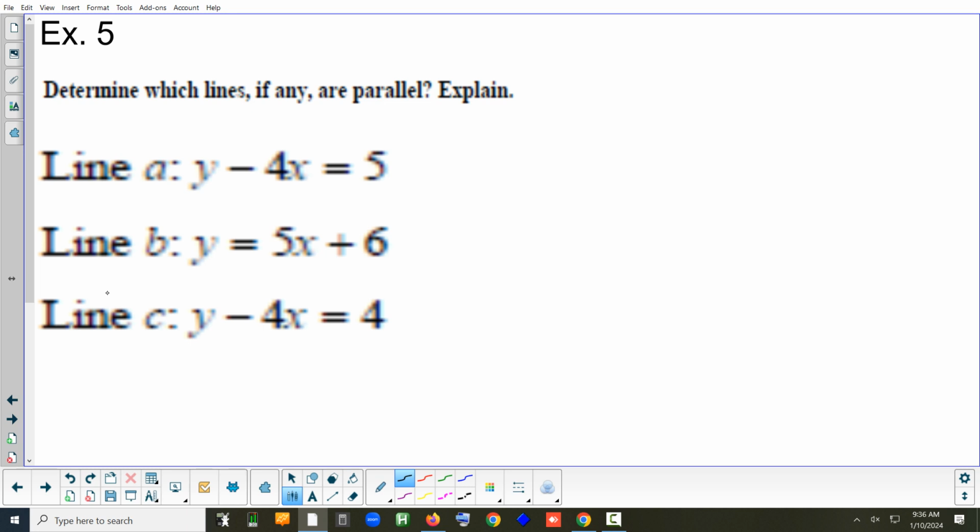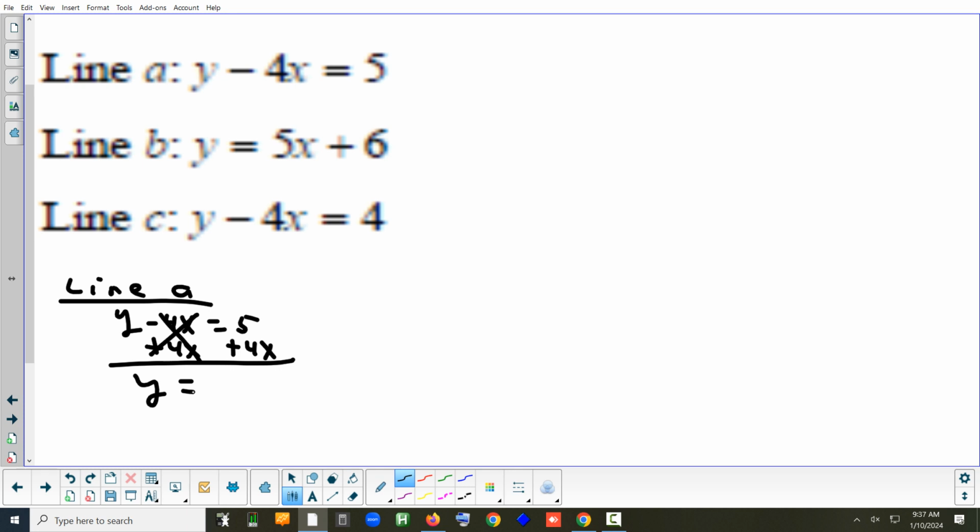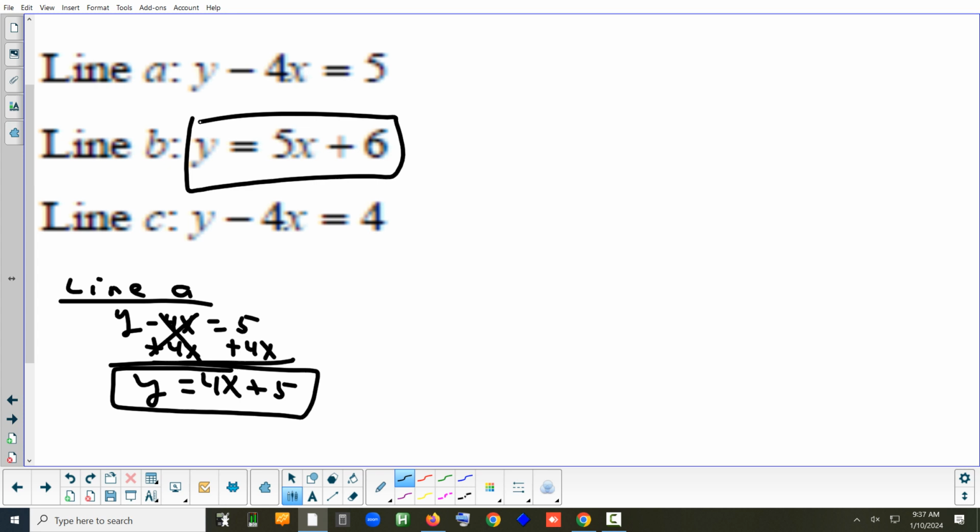Either below it, where you've got a little bit of space, or off to the side, I need to fix line A. We've got y minus 4x equals 5. What do we have to do to fix that one? Plus 4x. I'm going to do plus 4x and plus 4x. Minus 4x and plus 4x cancels. And what's on the right-hand side, in the correct order? 4x plus 5. So there's line A. There's line B. How about line C? Is that one okay? We have to fix it. So let's write it down. How are we going to fix that one? Plus 4x. I'm going to do plus 4x.